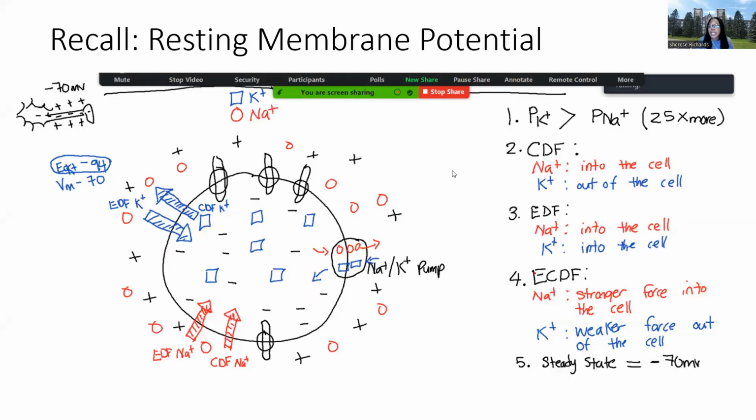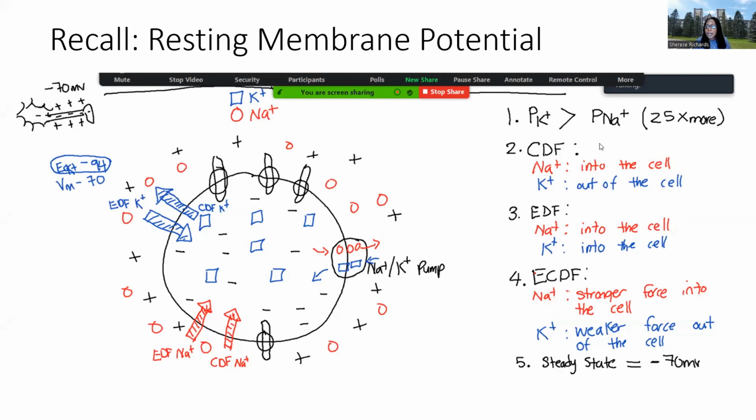The permeability really is a reflection of the channels that are opened up. That's going to be important not only for the resting membrane potential, but also thinking further into the action potential. The second piece is thinking about the sodium-potassium pump. The pump moves 3 sodiums out, 2 potassiums in. So automatically more positive charge is leaving the cell, and so there's more negative charge left behind, right?